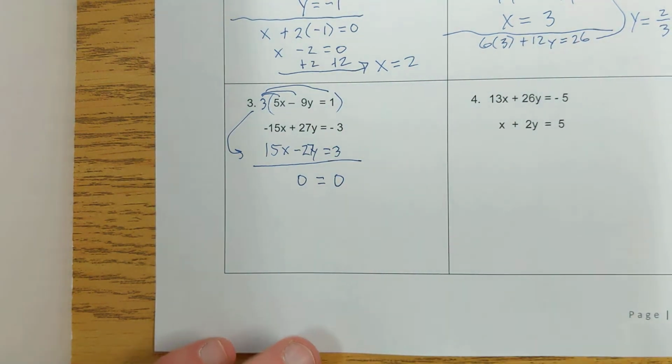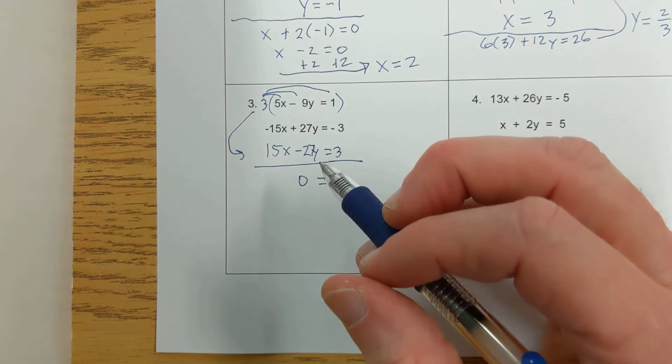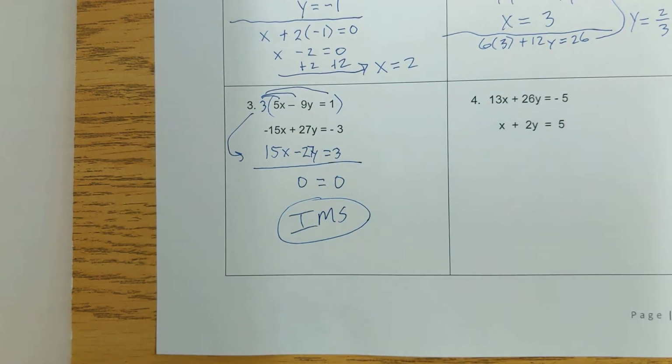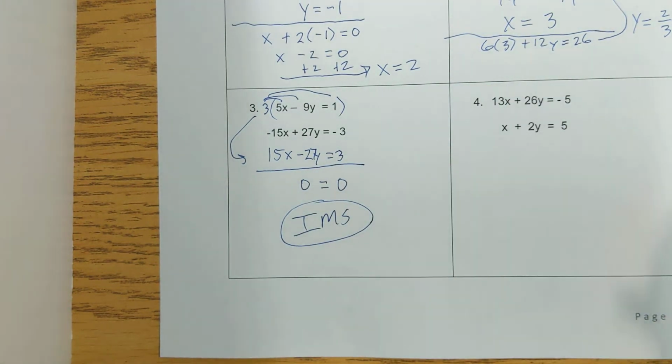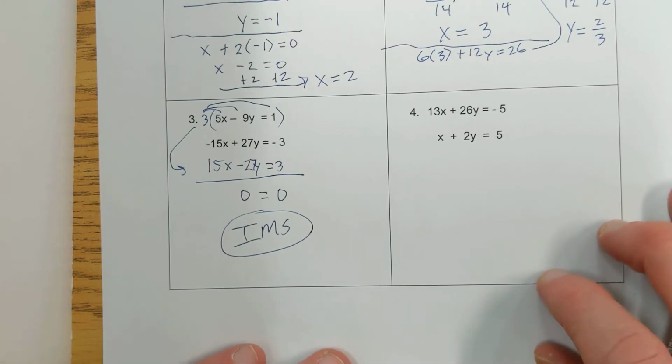Now, we go back to the last substitution lesson. We did a substitution lesson on when this happens, when the variables drop out. If we have a true statement, that means it is infinitely many solutions. So that's all we have to do on number 3. If we had everything drop out and we get a false statement, like 0 equals 10 or something like that, that is when it would be no solution.